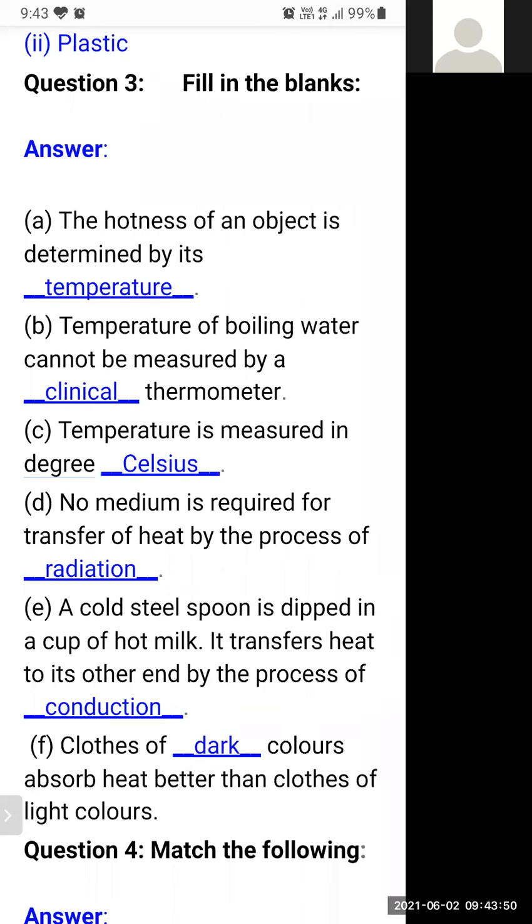Now the question is in the form of fill in the blanks. This question can be asked in the form of MCQs, multiple choice questions. A multiple choice question can be like this. Hotness of an object is determined by option A, heat, option B, temperature, option C, both A and B, option D, none of the above. So there will be 4 choices. You have to put only the correct choice. So the correct choice will be temperature simply.